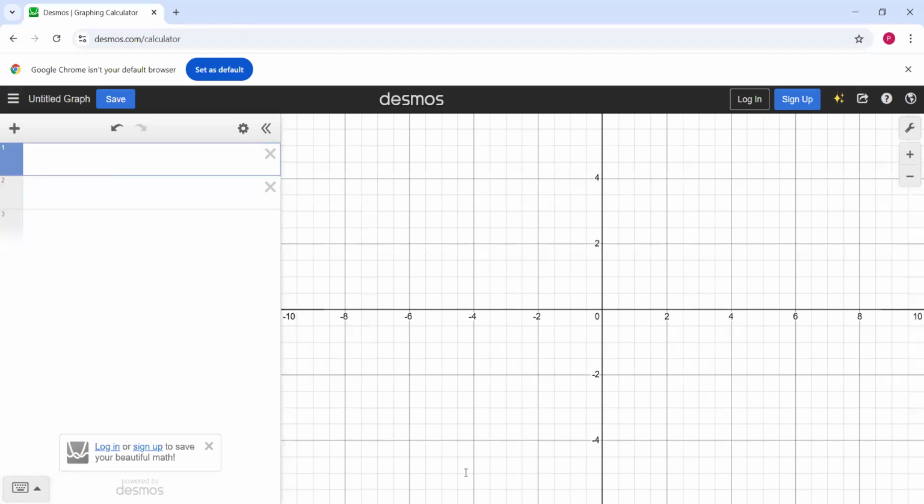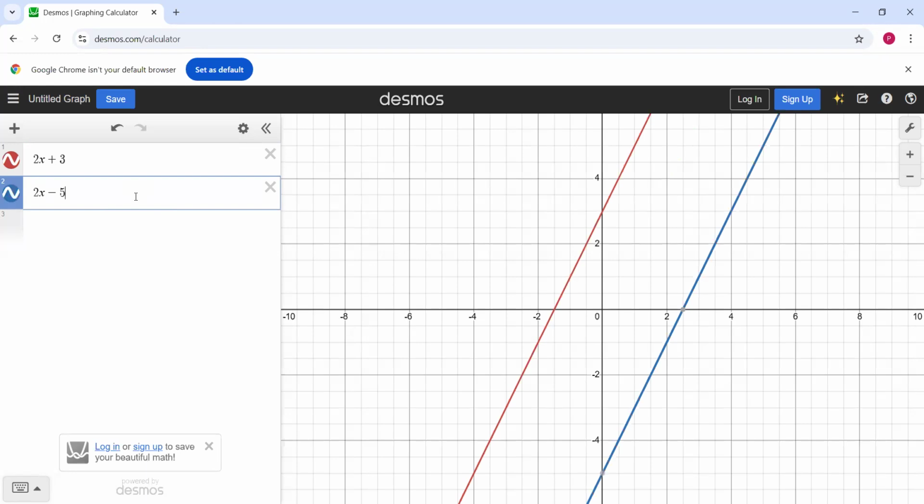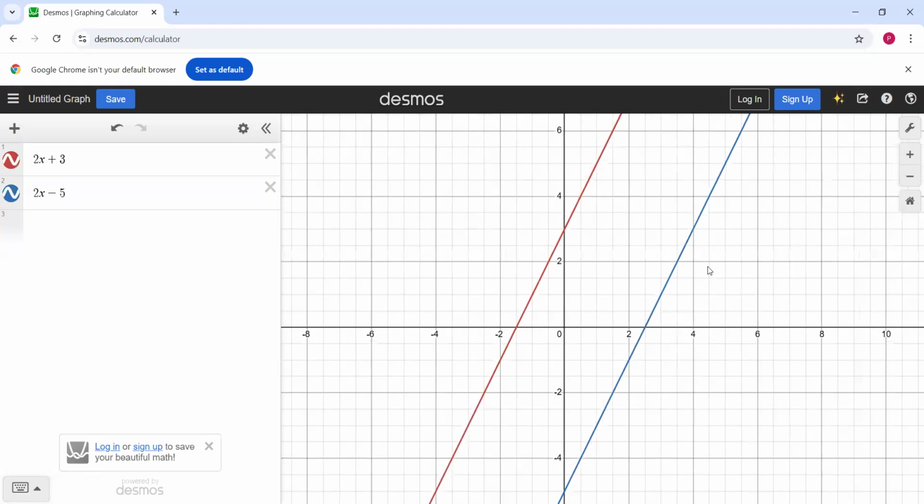Okay, so if we compare 2x plus 3 here and we compare 2x minus 5, you can see that both lines are parallel. Okay, 2x minus 5 is the blue line. And then (4, 3), we can see it actually passes through (4, 3). If I can annotate here, 4 on the x-axis and then 3 on the y-axis. So our answer is actually correct. Just to show that, this is just a form of confirmation.